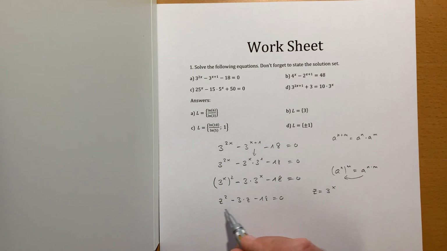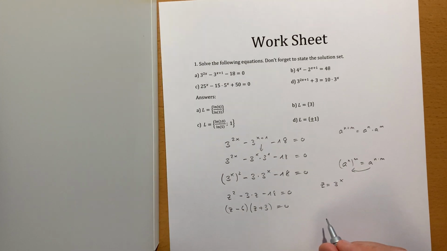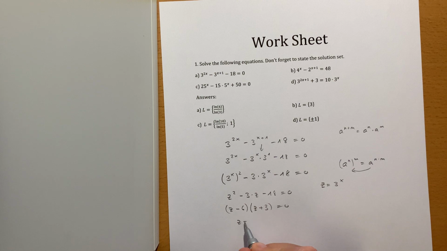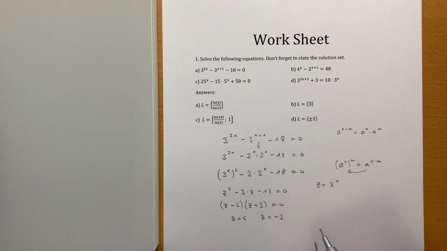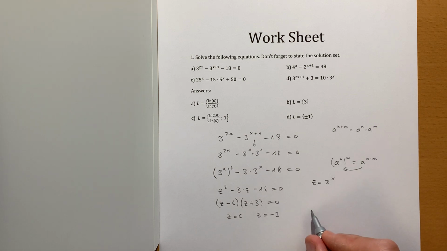So now this is a quadratic equation in z. So it's quite easy. (z minus 6) and then (z plus 3) is equal to 0. So z is equal to 6. z is equal to minus 3. So now we can resubstitute. 3 to the x is 6. Well, that's x times ln 3.